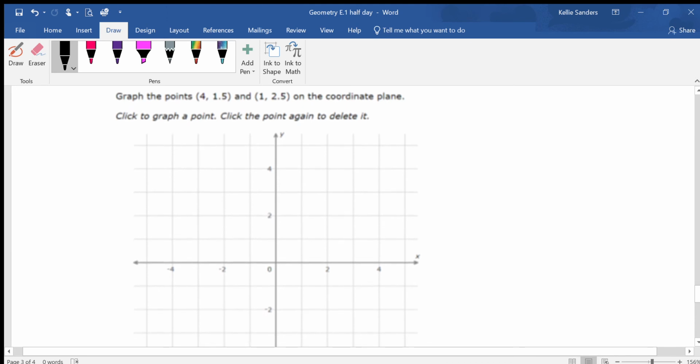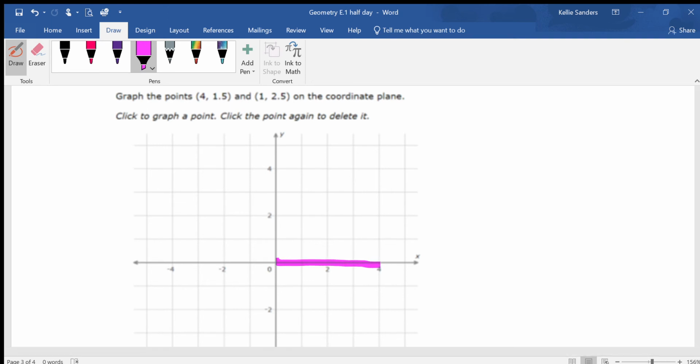Graph the point 4, 1.5. So +4 and up 1 and a half. I'll do a different color for the next one. So +1, 2.5. So +1 and up 2 and a half. So that would be that one.